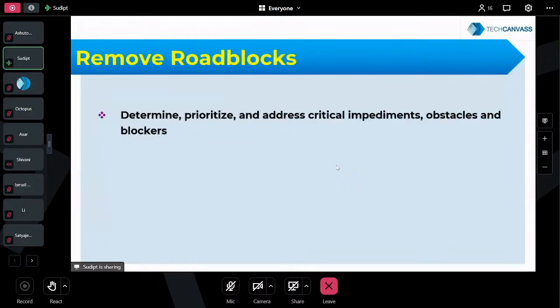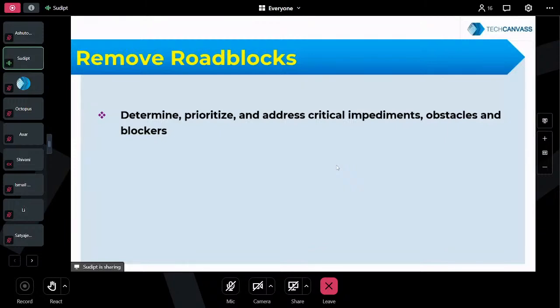Our next task is removing roadblocks. As servant leaders, we keep hearing that a project manager should be able to remove impediments. So you will need to know how to determine, prioritize, and address critical impediments, obstacles, or blockers for the team. Project managers should also know how to use a network to implement solutions and reassess continually to make sure that impediments, obstacles, or blockers are being appropriately addressed.